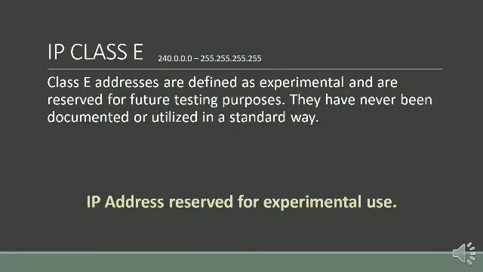IP Class E. Class E addresses are defined as experimental and are reserved for future testing purposes. They have never been documented or utilized in a standard way. These IP addresses are reserved for experimental use.